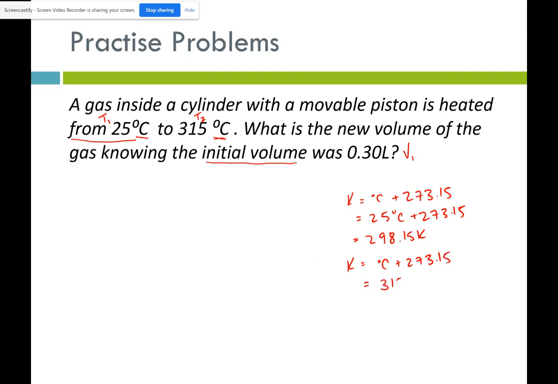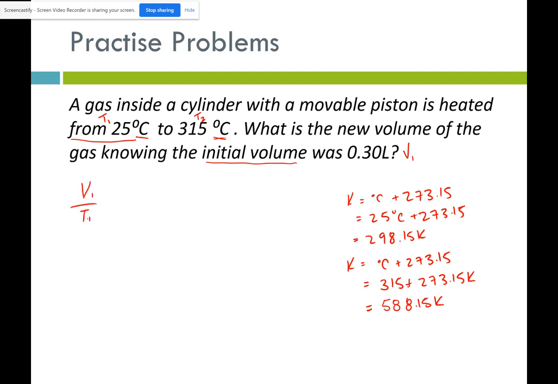And I'll do that for my other temperature as well. But this was 315. So this is going to give me 588.15 Kelvin. Now remember, when you're doing these calculations, it's really important that you convert your temperatures into kelvins, just like when we were doing our dilution calculations and we needed our volume in liters.